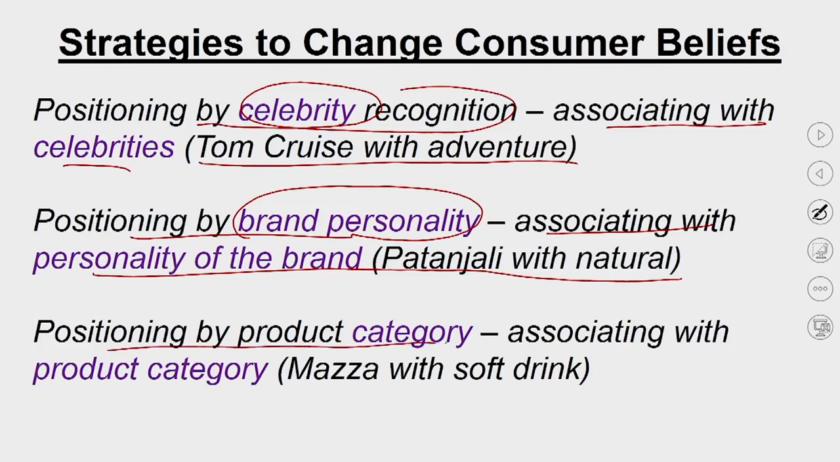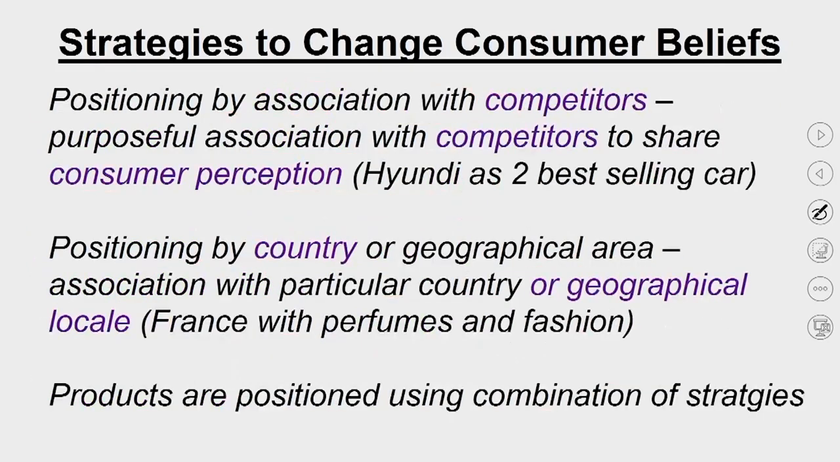I can also position my product through product category, associating with a particular product category. For example, Maza with a soft drink, 7 Up with Uncola. So I am associating Maza, which is a mango drink, with a particular soft drink, that it is a soft drink. So I can do that also.